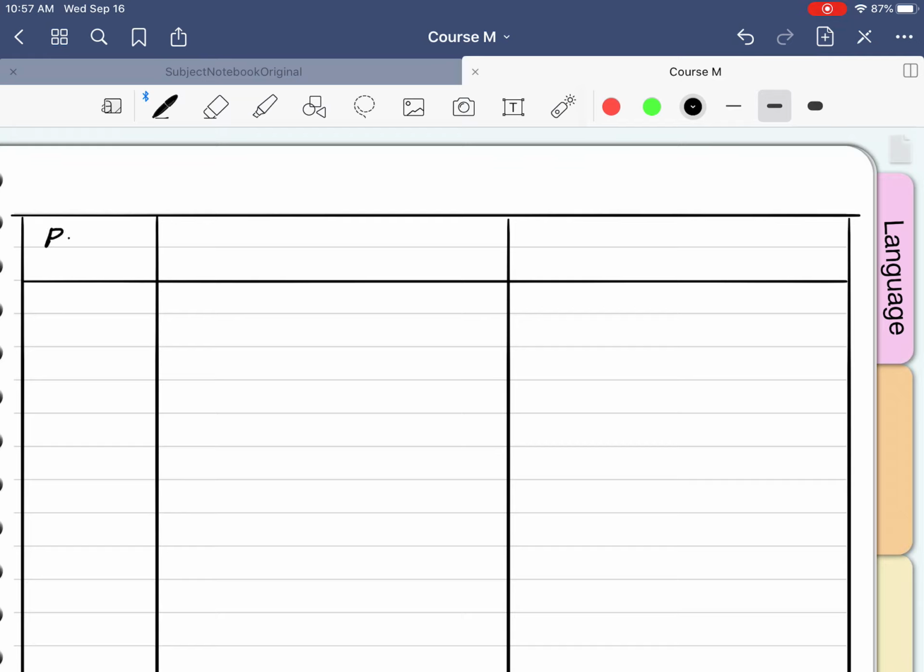So remember, here we put the parts of speech. Here we did purpose and type. And here we did examples. And our next part of speech is the adjective.